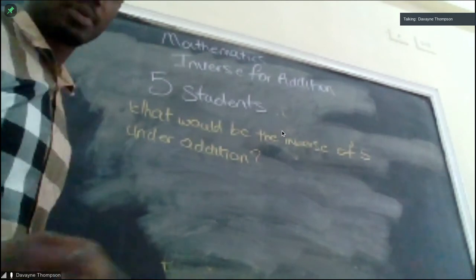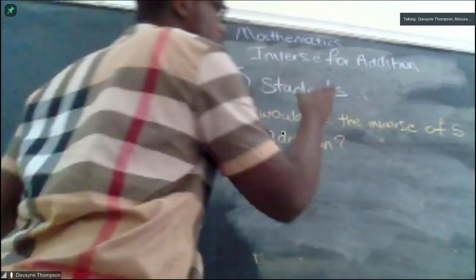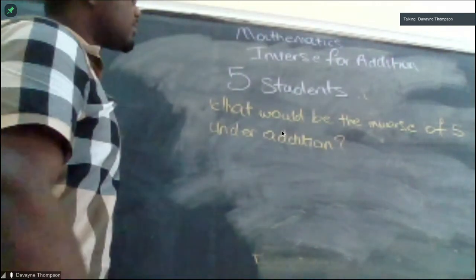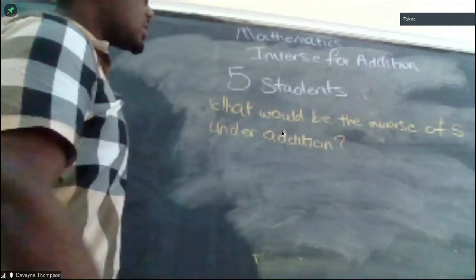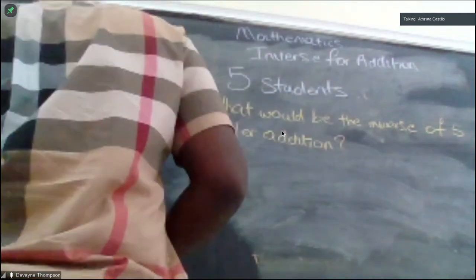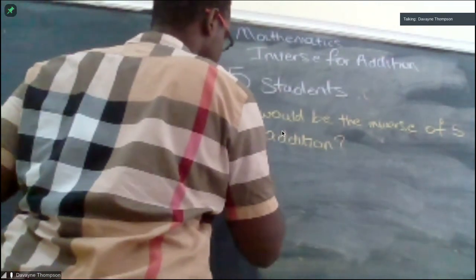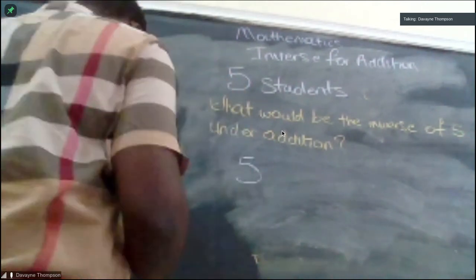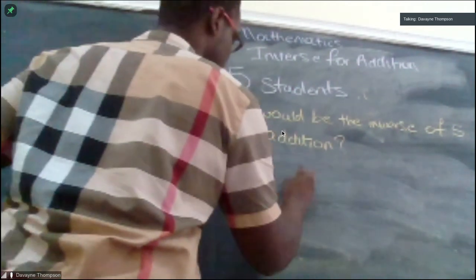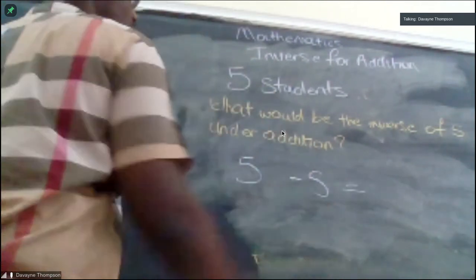Alright? It's very simple. I want you to think about it like this. Addition has to deal with the inverse of 5. Just think about it in terms of what you think would be the opposite of 5? Minus 5. Right. The opposite of 5, in this case, would be minus 5.